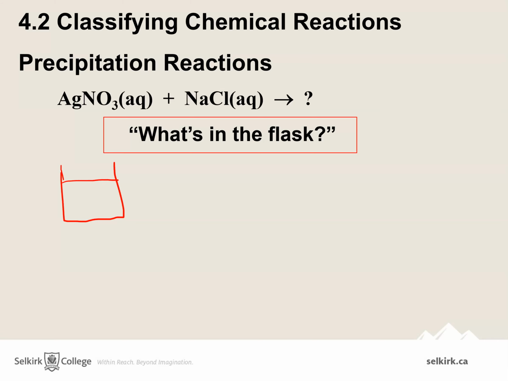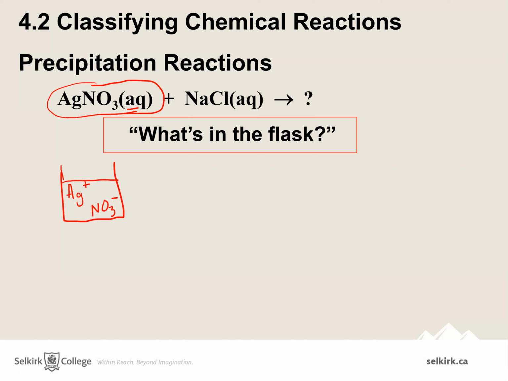Let's translate what the equation says about the reactants and show what's really in the flask, what's really in the beaker. So what I see there is silver nitrate. I see a metal and a non-metal. I see an ionic compound. It's soluble, it's dissolved in water, so I know that what's really swimming in the solution are silver ions and nitrate ions.